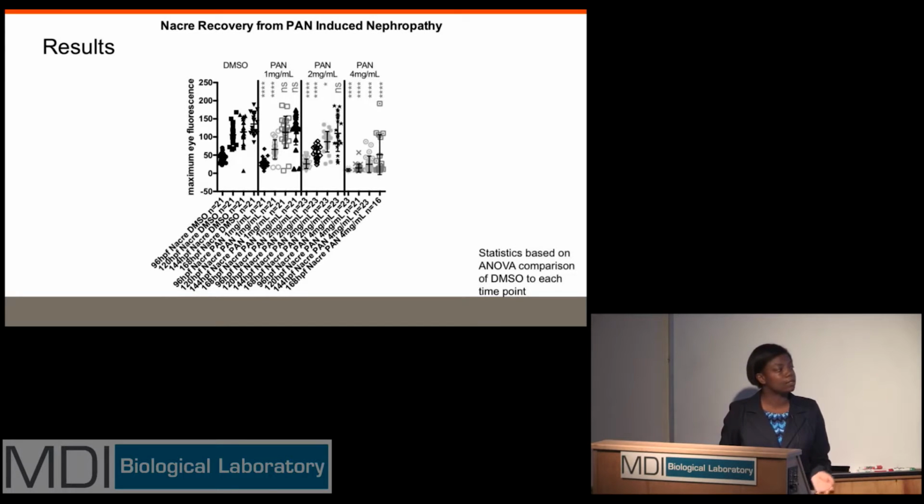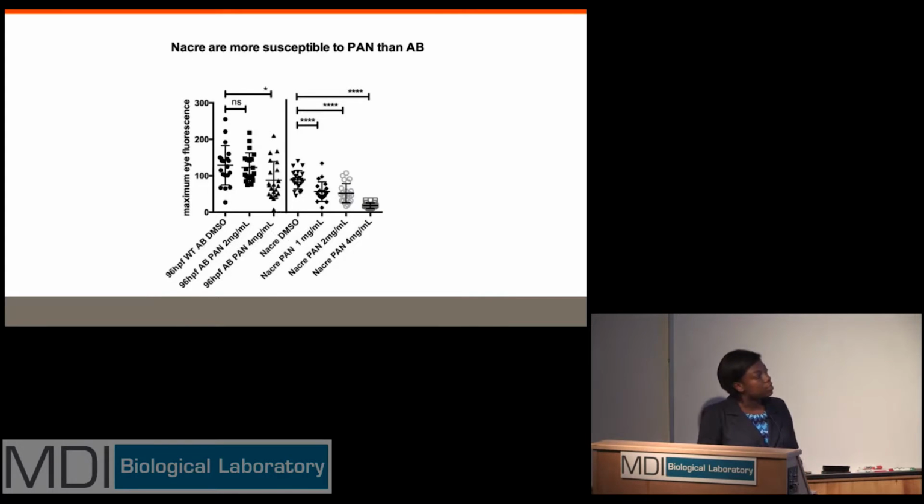So I'd like to take a step back and look at this strain difference. So as you can see, our AB treated PAN fish has no real decrease in fluorescence at 2 milligrams per ml. And at 4 milligrams per ml, there's a slight decrease in fluorescence. But with our NACRA treated fish, we can see at 1, 2, and 4 milligrams per ml, there's a great deal of decrease in fluorescence, which shows an increased sign of proteinuria.